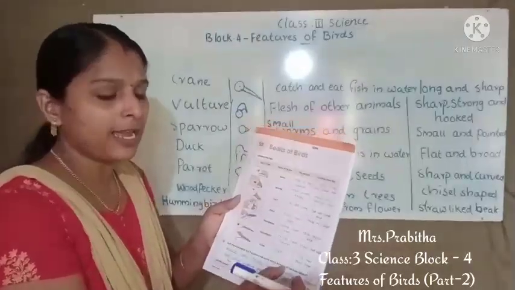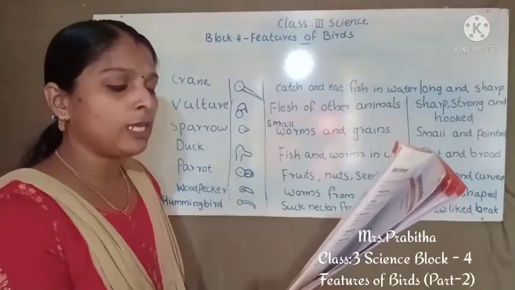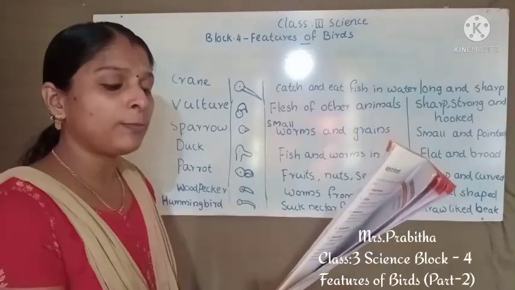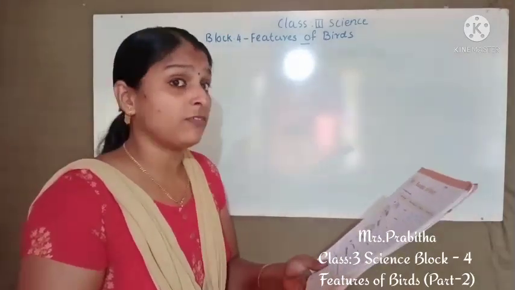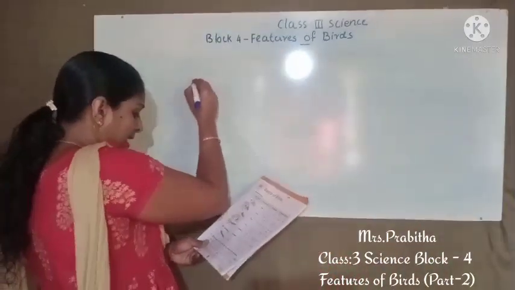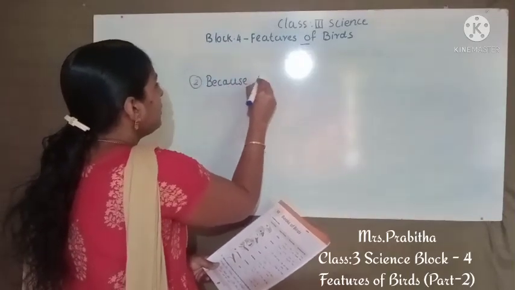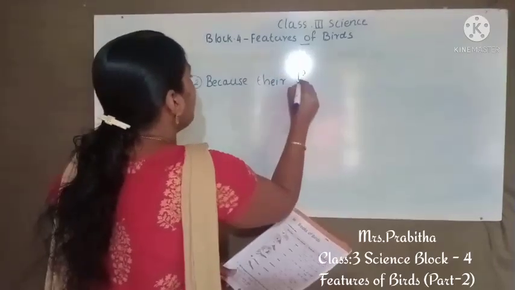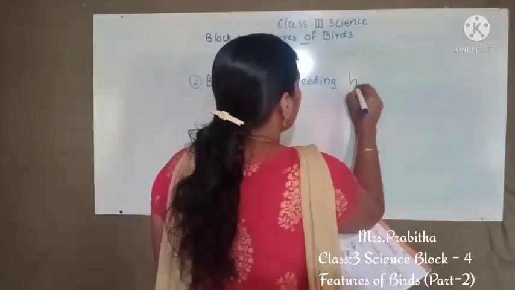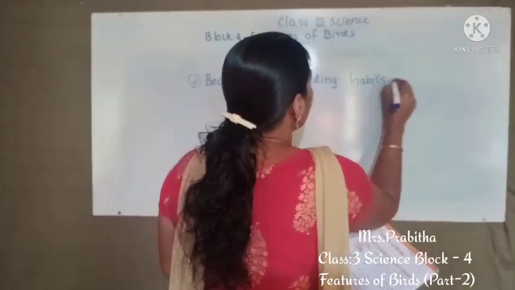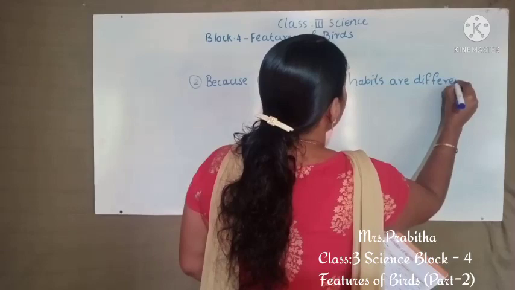Okay, next we have the second question. Both the woodpecker and sparrow eat worms. Why is the shape of their beaks different? Yes, it is because their feeding habits are different. You can write the answer: because their feeding habits are different. Their feeding habits are different.